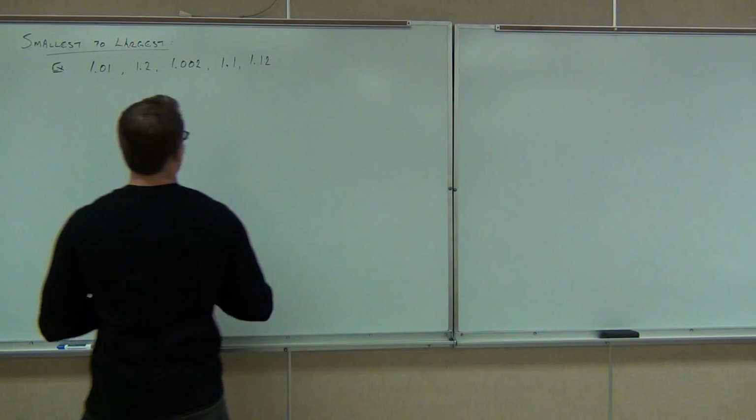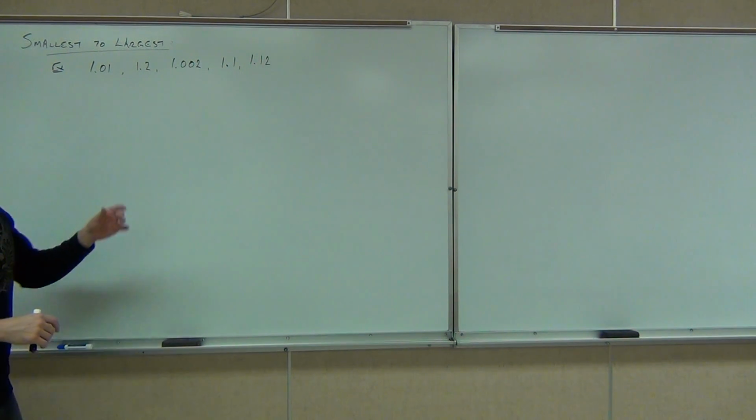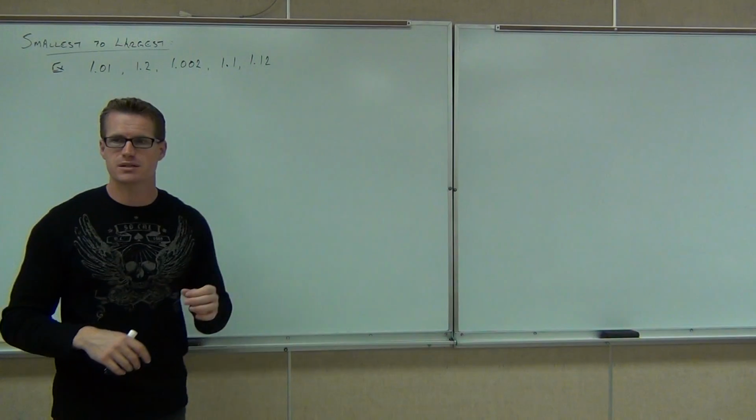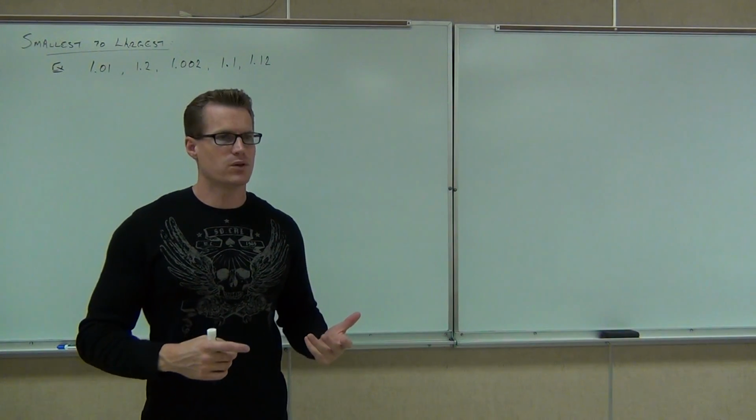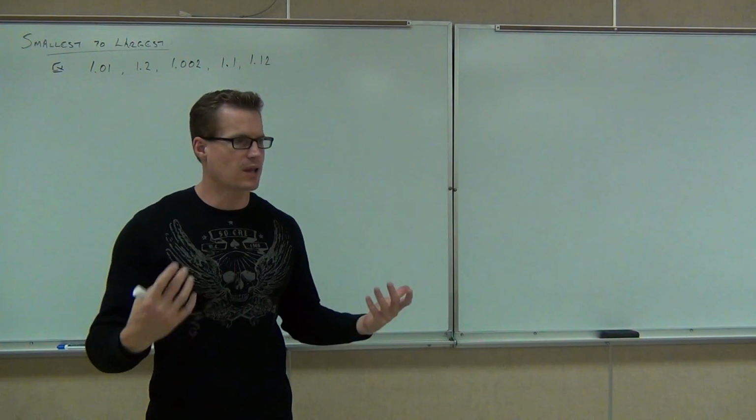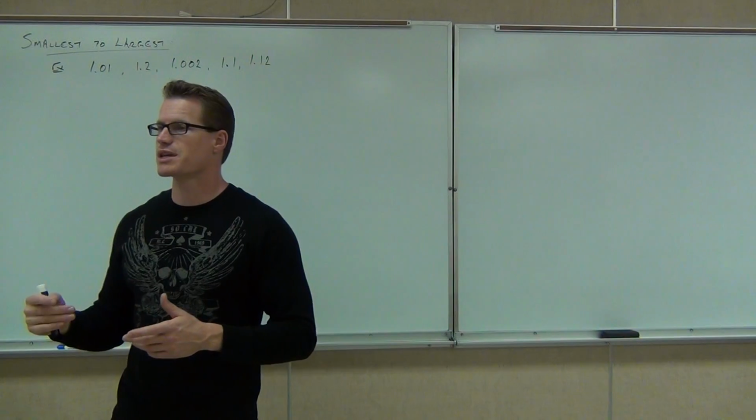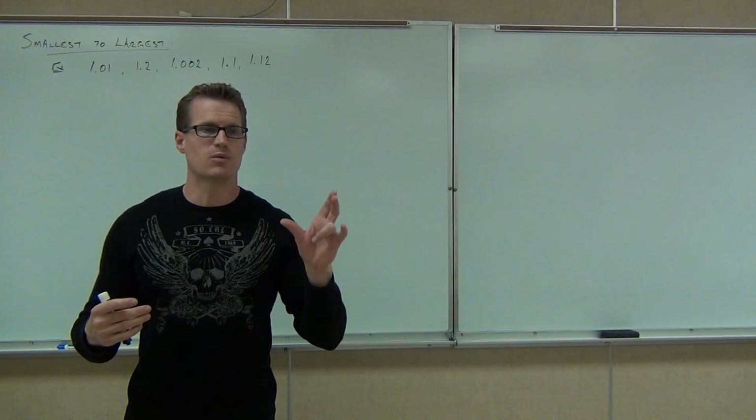So let's go ahead and look at this example here. We've got 1.01, 1.2, 1.002, 1.1, and 1.12. We want to figure out what's the biggest to the smallest numbers. Now, right now it's a little confusing because we have lots of different lengths of numbers. One idea is let's make all these numbers the same length. So we'll add on zeros to make all of these the same length number.